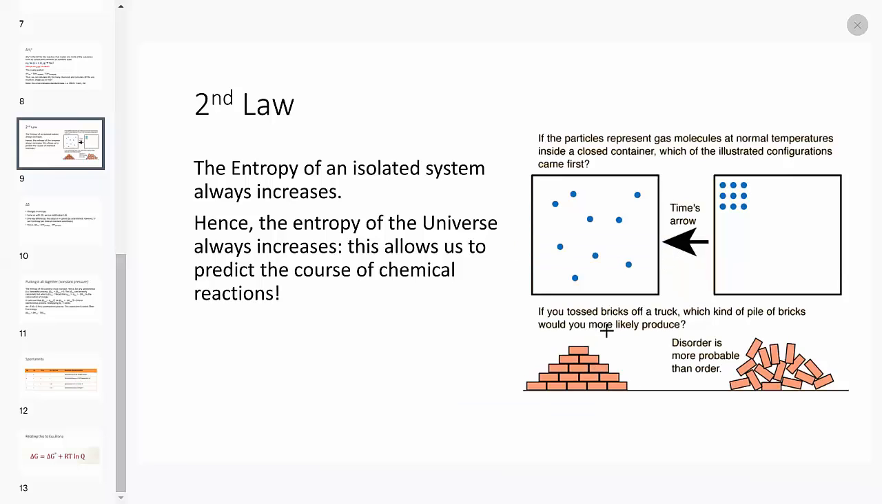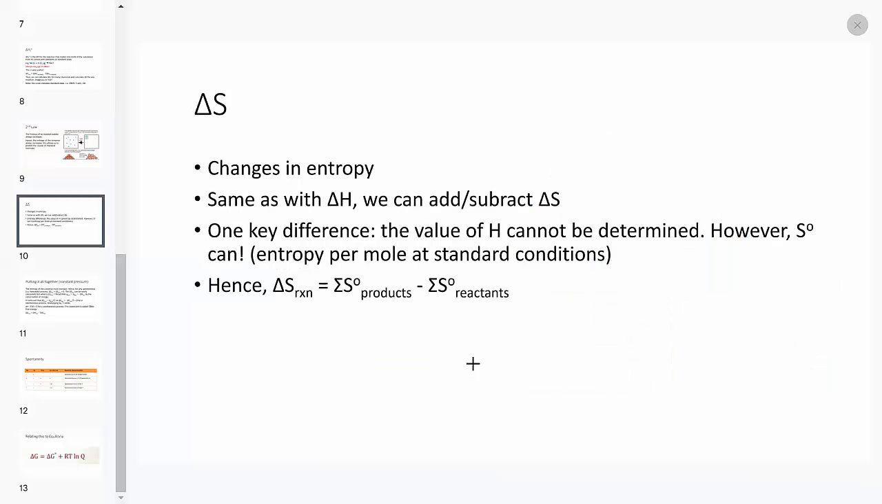Another example, if you tossed bricks off a truck, you're going to get disorder, right? It's very unlikely that if you just throw bricks on the ground, they will stack up neatly. So, for example, do you think the melting of water, okay. So entropy is usually represented by the letter S, right? For some weird reason. And of course, just like delta H, we have changes in entropy, okay?